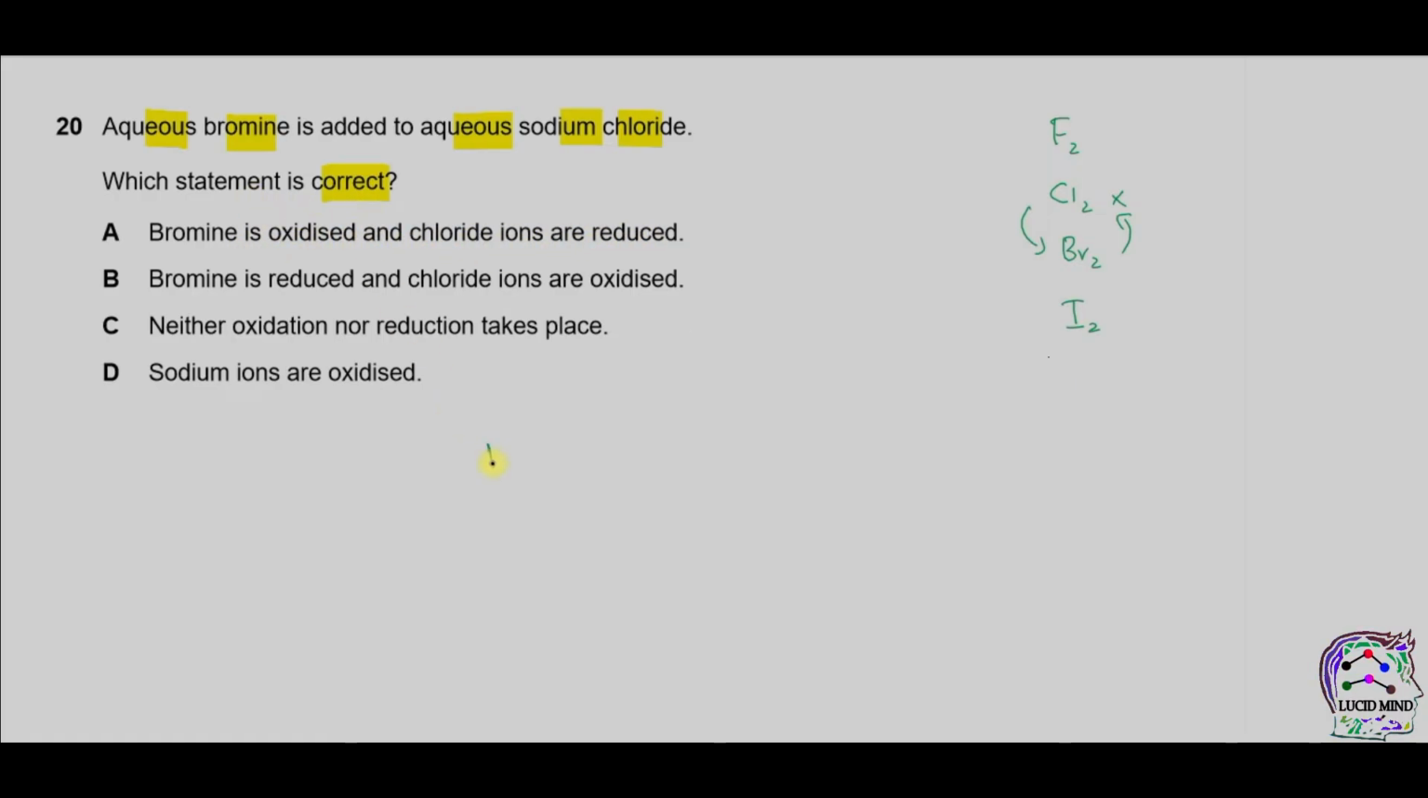Let's write the equation. We have NaCl plus aqueous bromine. Now as the reactivity of bromine is less than chlorine, it is unable to displace that and no reaction will occur. So A is incorrect. Part B. Bromine is reduced and chloride ions are oxidized. Again, as this reaction does not occur, no reduction and oxidation takes place. C. Neither oxidation nor reduction takes place. That is a true statement. D. Sodium ions are oxidized. Again, this is incorrect. Only one option is correct, and that is C.